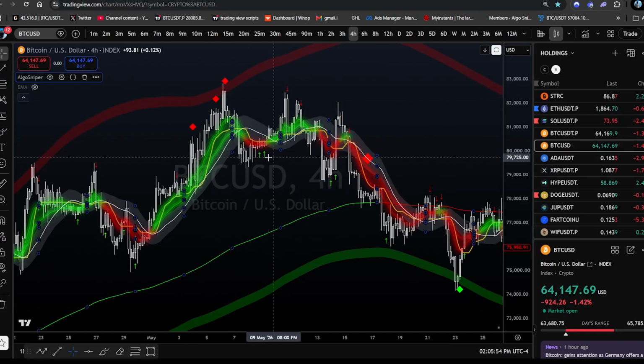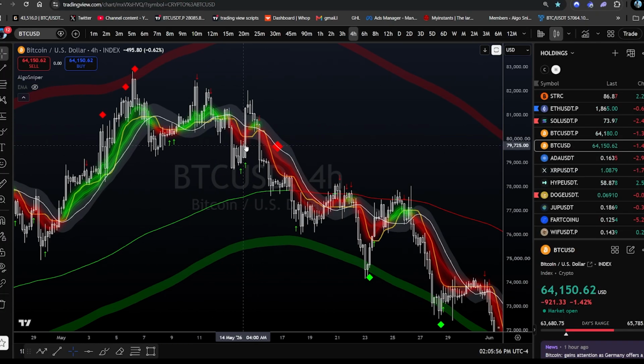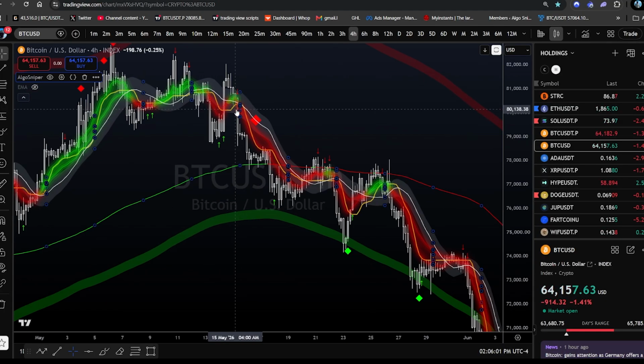Now at this recent top for Bitcoin, Bitcoin started to form lower highs. It got to an extreme area. This is the 4-hour time frame. But once we start to break and close under the yellow line, the white line, the bands are flipping red, we want to enter a short position. And then the bands are starting to flip green. This is where we take profits.